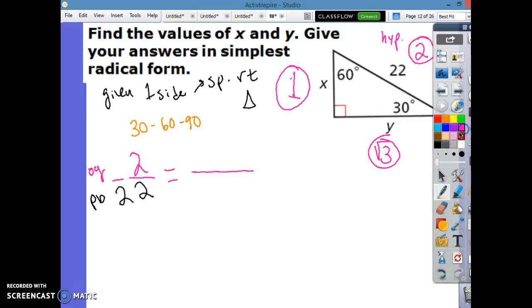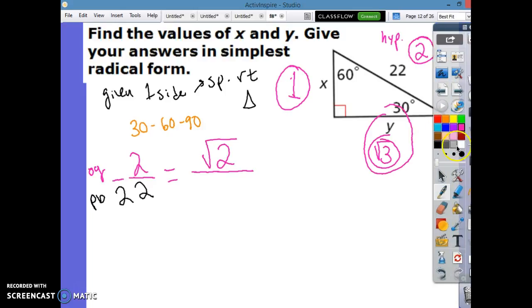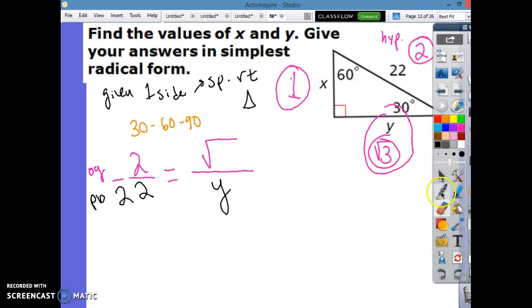Now, which variable would you like to solve for first? Y. Okay, that sounds good. So that means we look at this portion right here. We know that y goes with the square root of 3. The square root of 3 is going to go on top, because that's our pink number, and that comes from the general diagram. And then we're going to have y. Oh, thank you, Madison. Let's fix that. This should be square root of 3, not square root of 2. We just did those 45, 45, 90, so it's still stuck in my head.